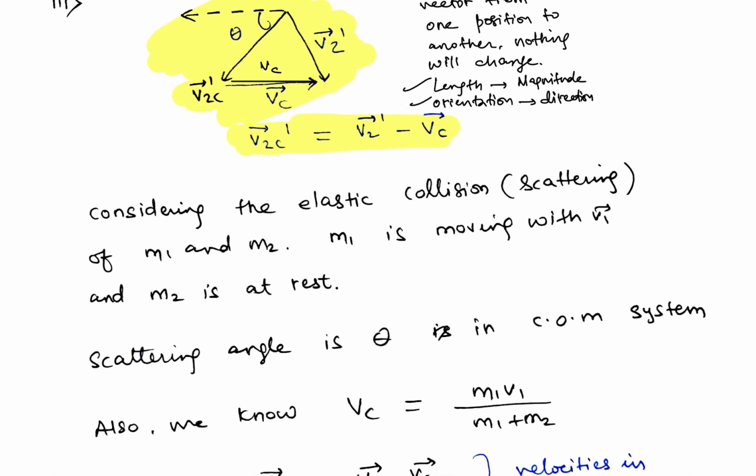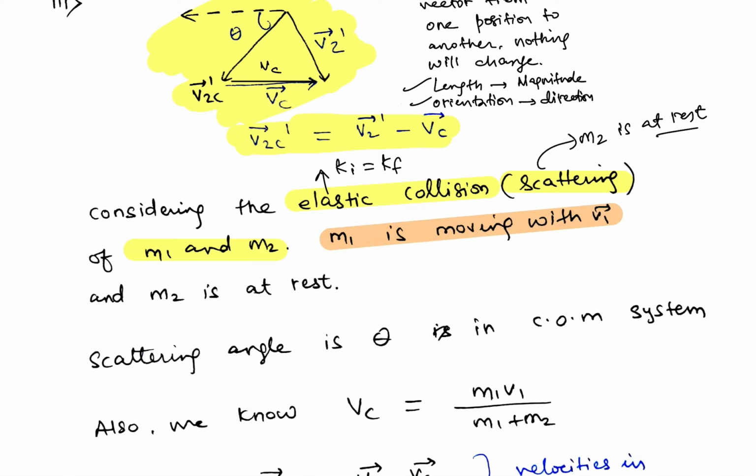Now what we do, we consider that an elastic collision is happening, or you can also call it a scattering, when mass m2 is at rest. M2 is at rest. Then you can call it a scattering as well, like the Rutherford scattering experiment. Okay, so they are colliding in an elastic manner. That means kinetic energy is going to be conserved. Elastic collision means kinetic energy initial is equal to kinetic energy final. That is the case. M1 is moving with velocity v1, okay, and m2 is at rest.